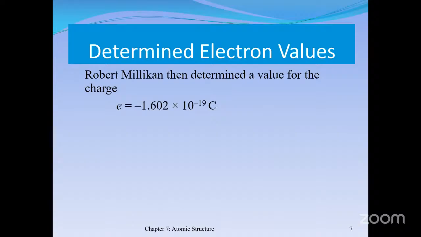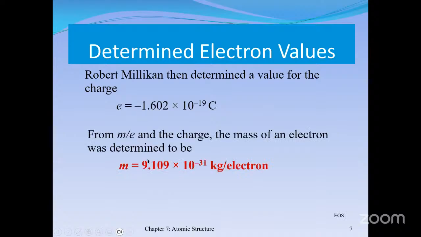Thomson discovered the mass to charge ratio, and Millikan now discovered the actual charge. Then getting the mass of the electron is very simple: you multiply the charge by the mass to charge ratio. Based on that, we end up with the mass of the electron being determined to be 9.109 times 10 to the minus 31 kilograms per electron. So this is basically how we know both the mass and the charge of the electron.